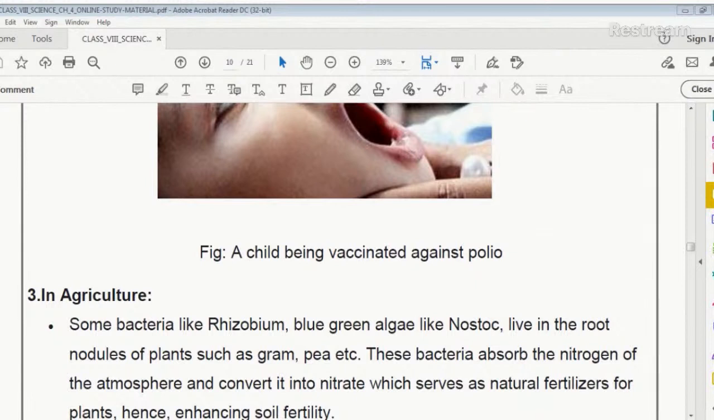Now you will see in agriculture, some bacteria like rhizobium, and blue-green algae like nostoc, live in the root nodules of plants such as gram, pea, etc. And these bacteria absorb the nitrogen of the atmosphere and convert it into nitrate, which serves as natural fertilizer for plants and hence enhances soil fertility. So this is how it happens in agriculture.